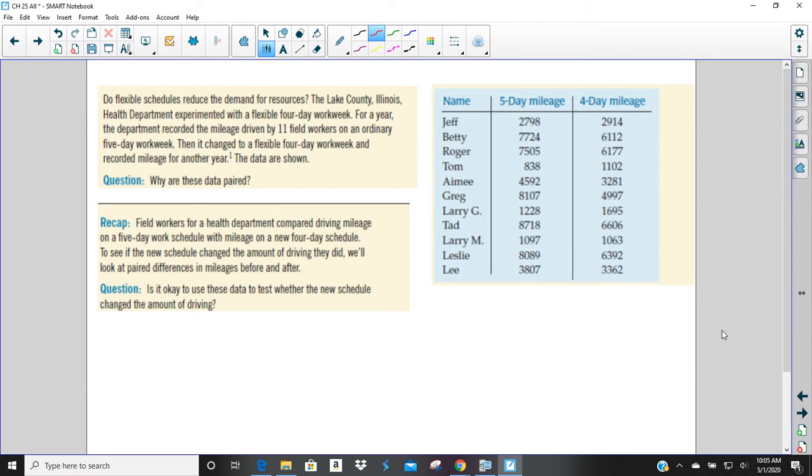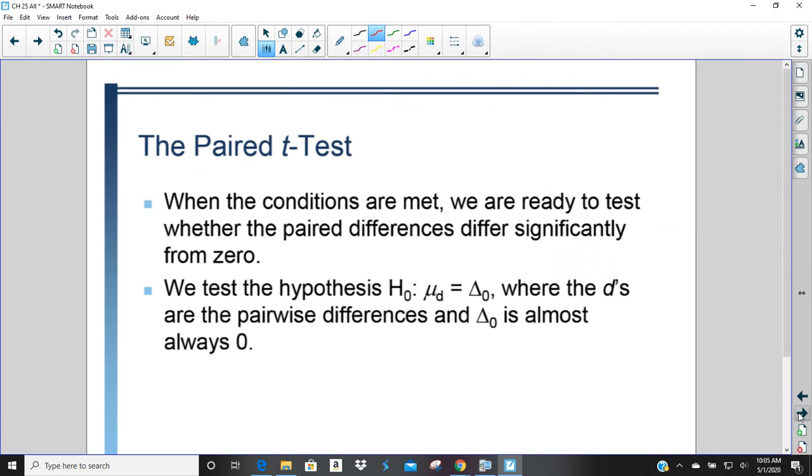So I am going to jump to other things, and then we will go back to an example. Paired t-test. So when the conditions are met and we're ready to test whether the paired differences differ from 0, we're going to do a null hypothesis for mu d. It's not 1, it's not 2, it's mu d. D being difference, where the D is the pairwise difference and the delta is almost always 0.